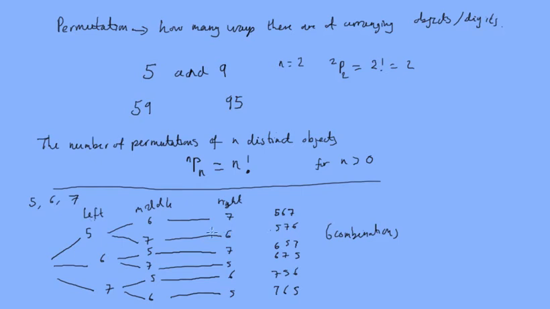Now, this is a bit tedious with just 3 digits, and it becomes a lot more tedious when you get larger numbers of digits. So by doing the factorial method, for this one you'd have 3P3, which is 3 factorial, which is 3 times 2 times 1, which is 6, which is what we got. It's a lot quicker.